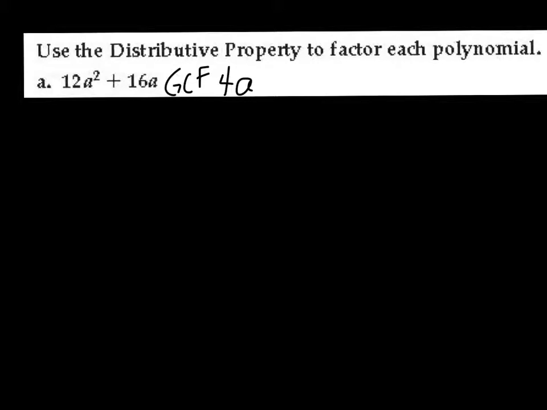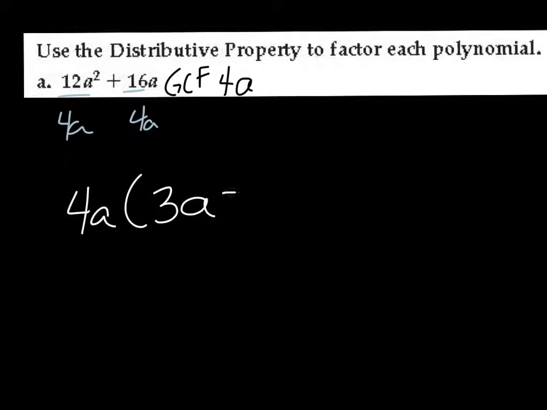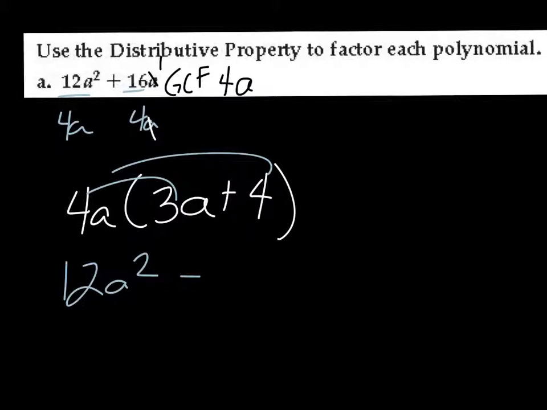So if I divide each one of these terms by 4a, I'm going to get 4a, and then 12 divided by 4 is 3. a squared divided by a is a. 16 divided by 4 is 4, and anything divided by itself is 1, so the a is gone. And if we use the distributive property, sure enough, we get what we started with.